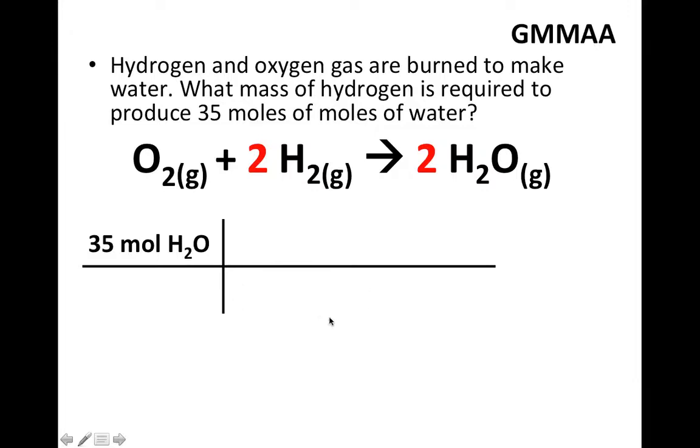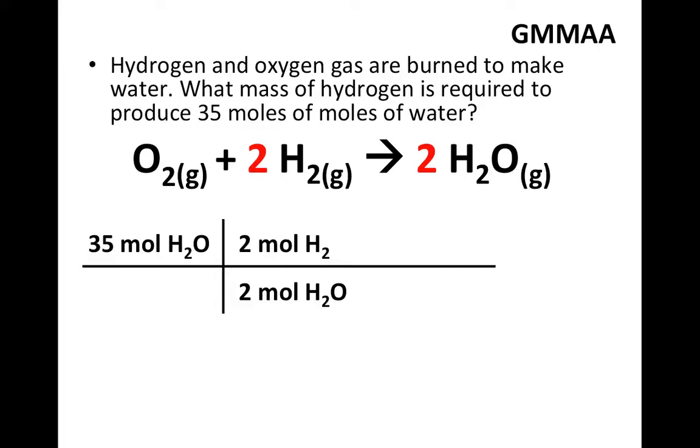I want moles of water to be down here. How many moles of water do I have in my equation? 2. So 2 moles of water gives me how many moles of what element should I be looking for? Well, they want the mass of hydrogen. So let me look at moles of hydrogen. 2 moles of water gave me 2 moles of hydrogen, okay?